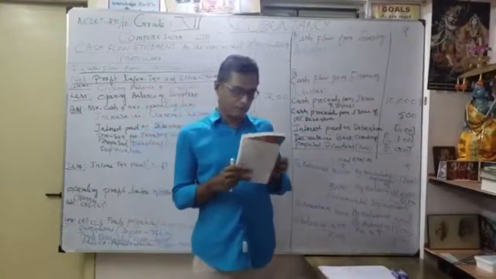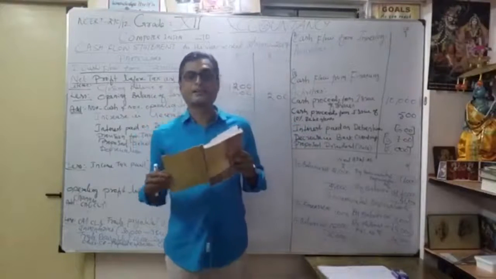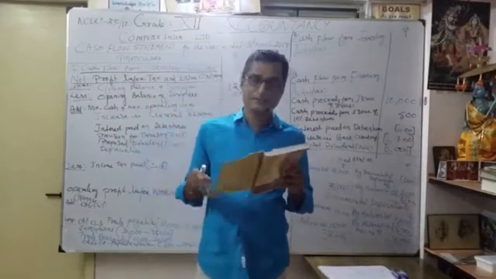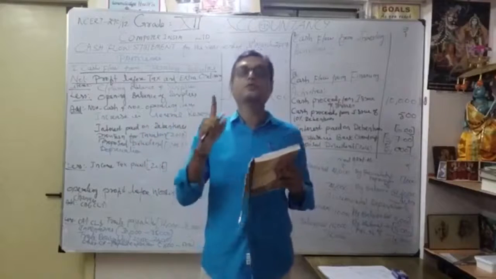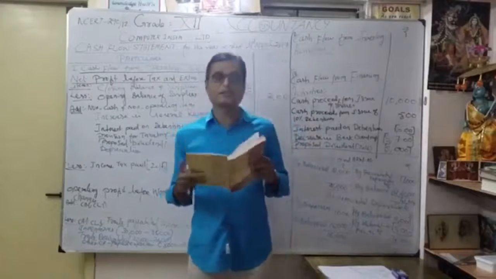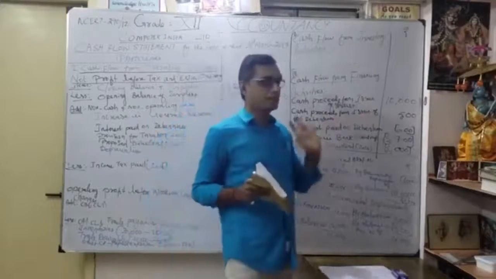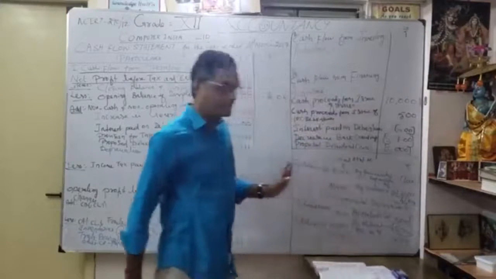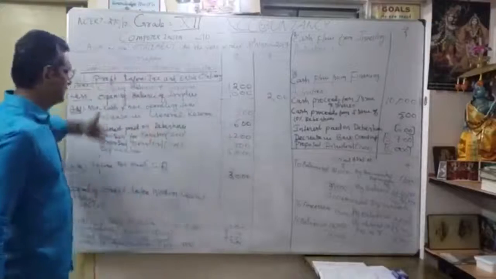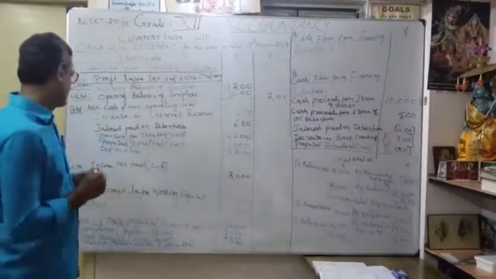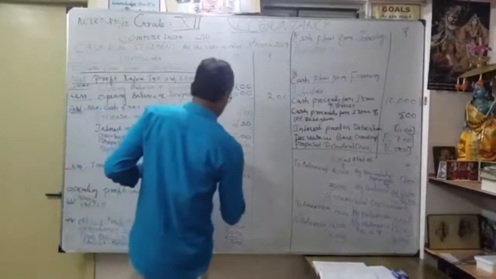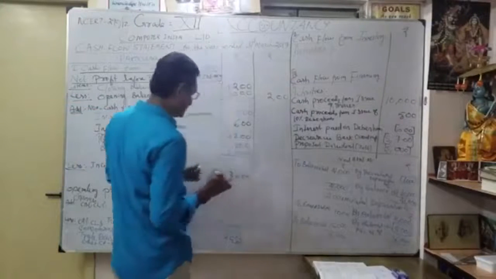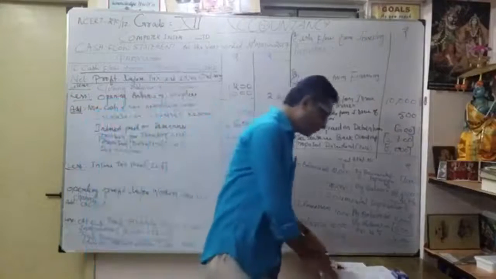So now see, again we are going to verify whether we have done all the notes to accounts, thereafter any adjustments. The adjustment given is only one, interest paid on debentures 600. That we have already done. Okay, so we have to verify whether we have done it all or not. Now going to see our first, our operating activities. Here in operating activities, what's the total here? I will check it one by one.